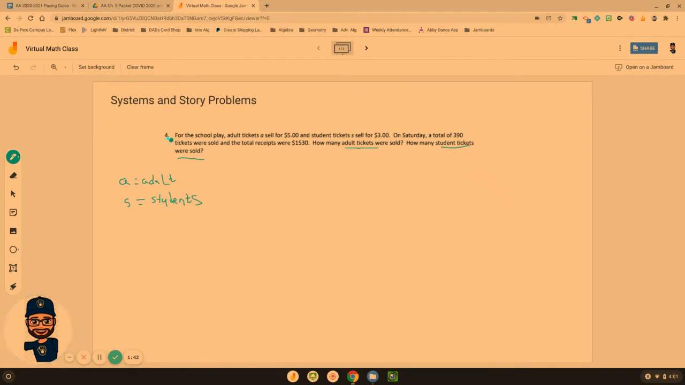One of them says that a total of 390 tickets were sold. A total. So that means the adult tickets plus the student tickets, adult plus student tickets, totaled 390 altogether.